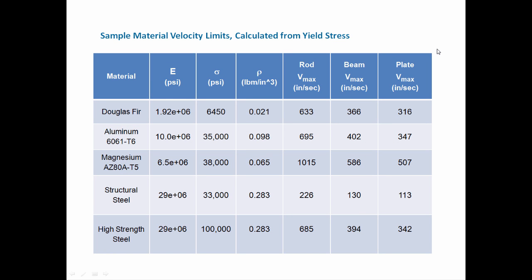Okay, we're going to shift gears a little bit. Here are sample material velocity limits. So we have different types of materials, elastic modulus in English units, yield stress, mass density. Then we've got rod, beam, and plate. And these are the velocity thresholds for these geometric configurations, and then for these different materials.